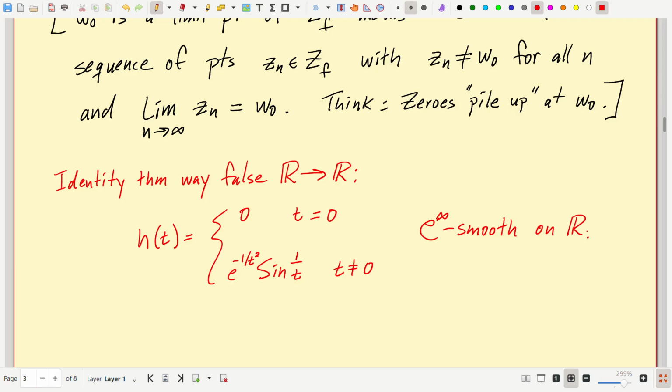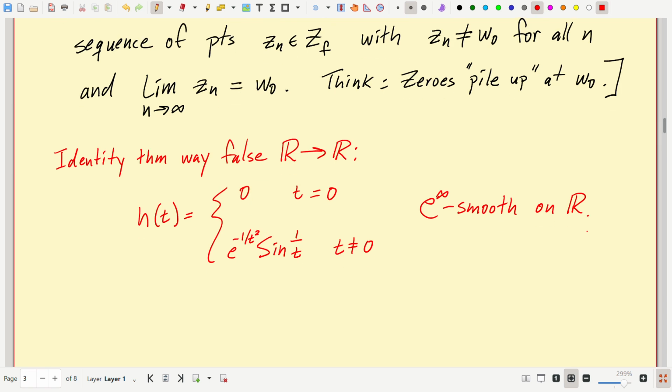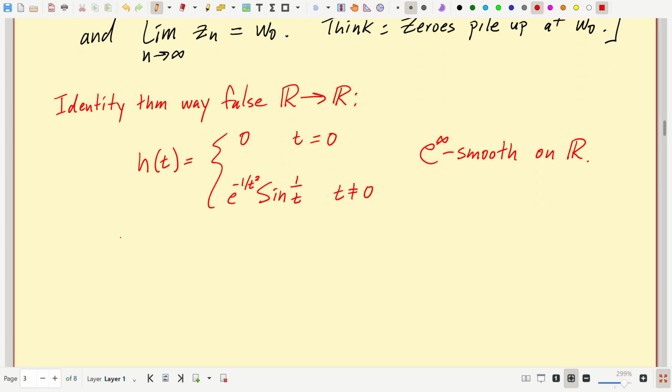And 0 is a 0, and the zeros pile up there. So the zeros pile up at t equals 0, but h is not identically equal to 0. So that's a fact.